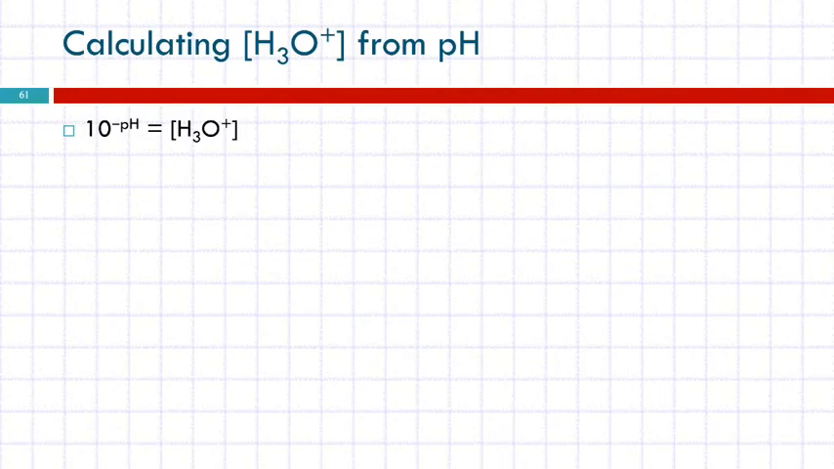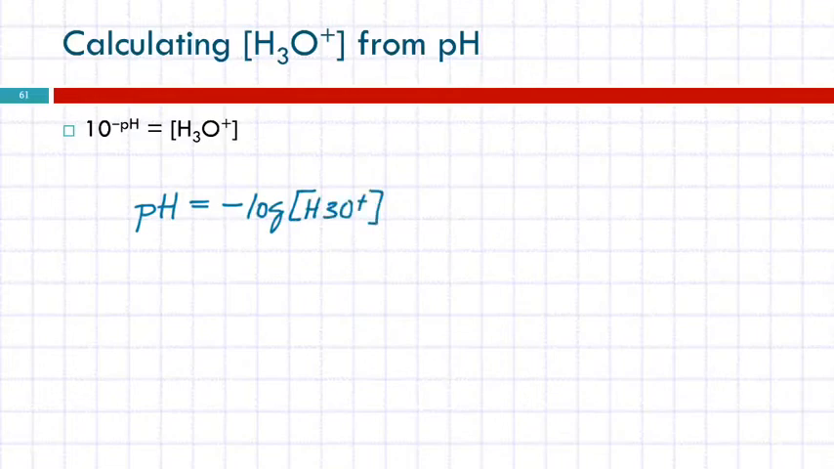Well, what if we're given the pH and we need the hydronium ion concentration? I'll go through this very quickly because I know most of you probably don't care, but some of you might. So we've got that equation, and I'll give that to you on the exam. pH is the negative log of the hydronium ion concentration. Rearranging this is a little more complicated than one of the gas laws or something.